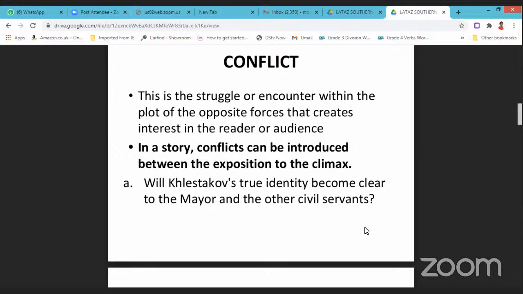For example, in The Government Inspector, Khlestakov's true identity as he's introduced and makes that decision, that becomes a conflict. Now, the question we have all throughout the story until he disappears from the stage or from the story, we keep on asking, will his true identity become clear to the mayor or the other civil servants?